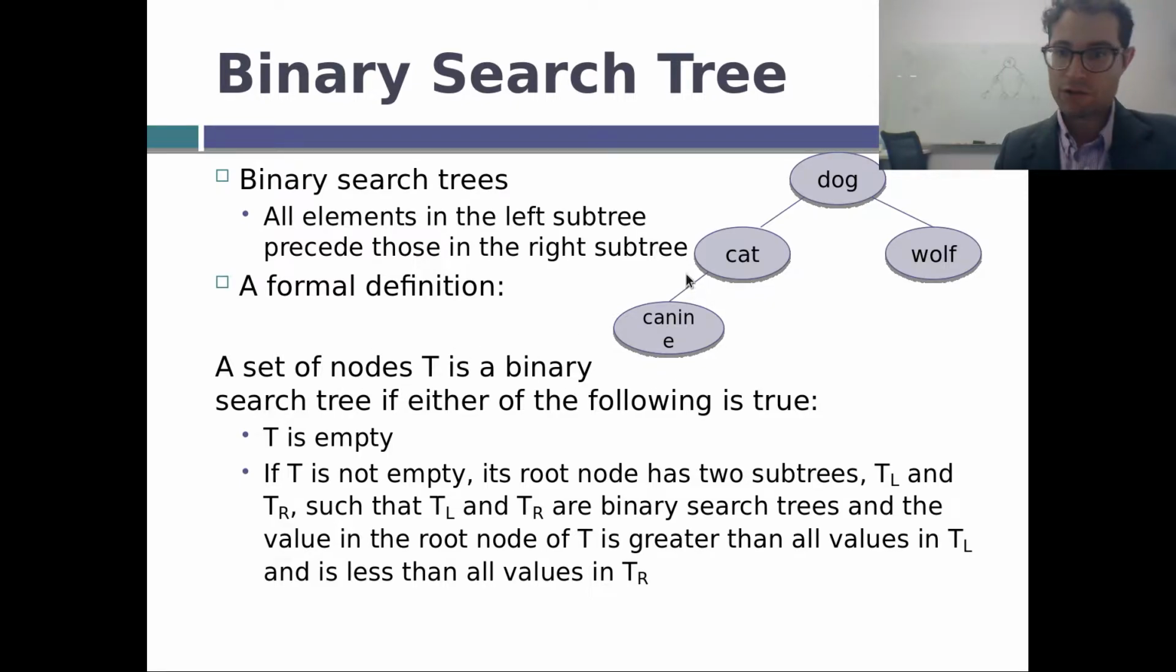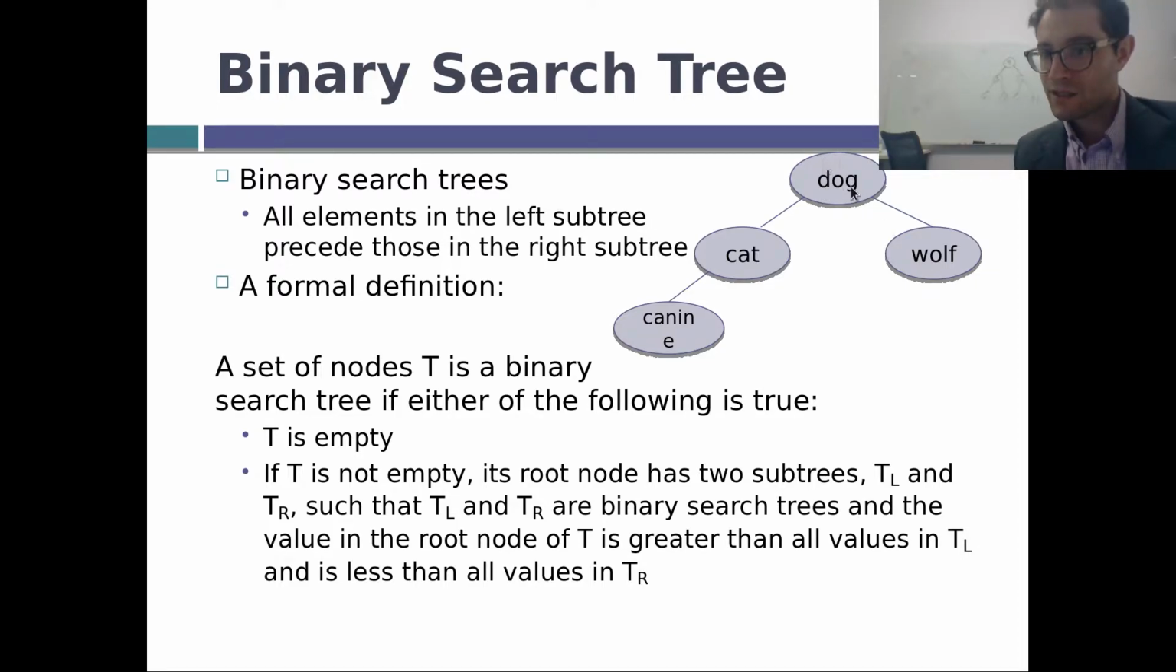A set of nodes, so like what we have on the board, which I'll switch back to, but also this set of nodes, is a binary search tree if either is true. Is this an empty tree? Well, no. So what about the other definition? If it's not empty, then the root has two subtrees, the left and the right, such that these are both binary search trees. And the value in the root is greater than all the things in the left subtree and less than all the things in the right subtree. So let's take a look at that. And this will basically hammer it home.